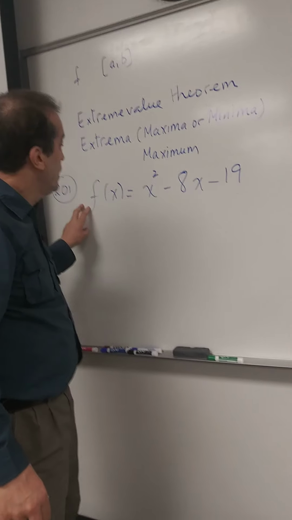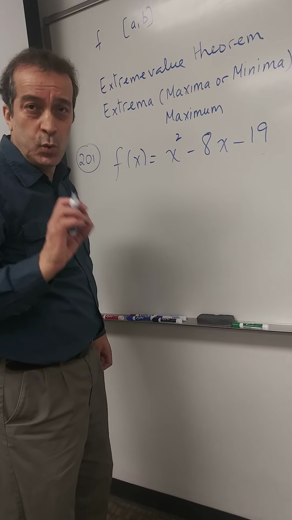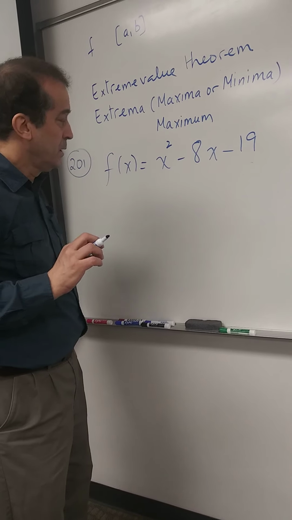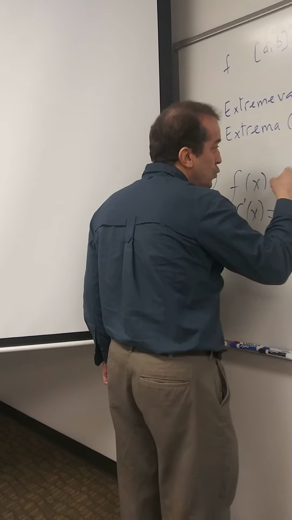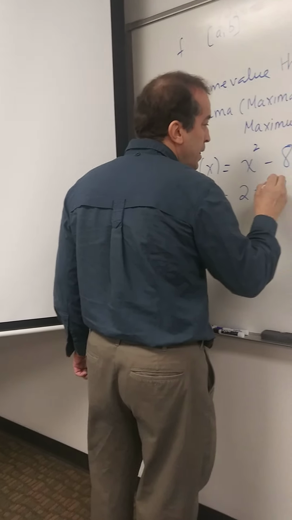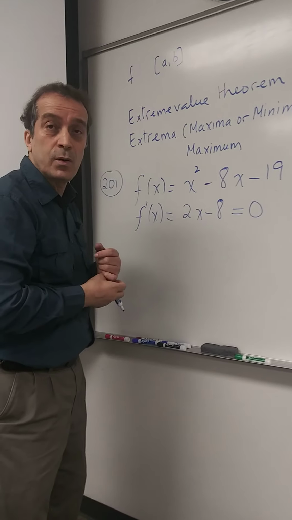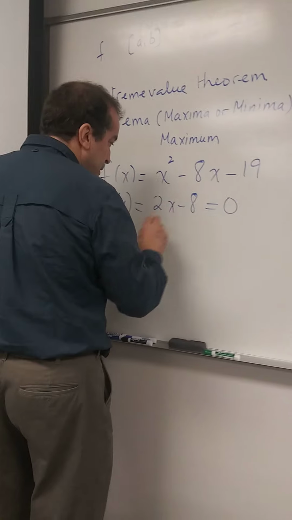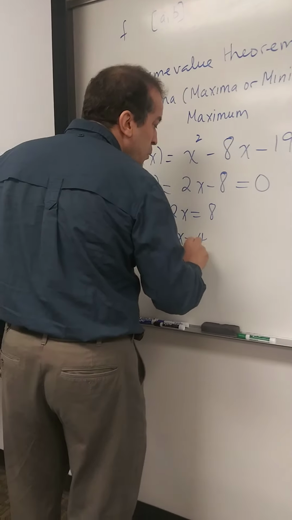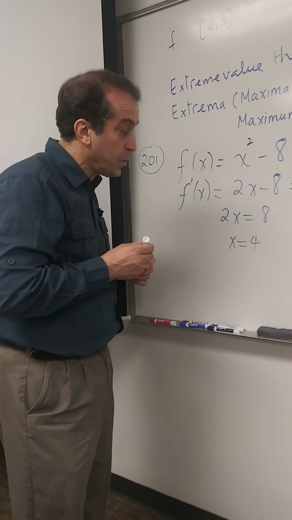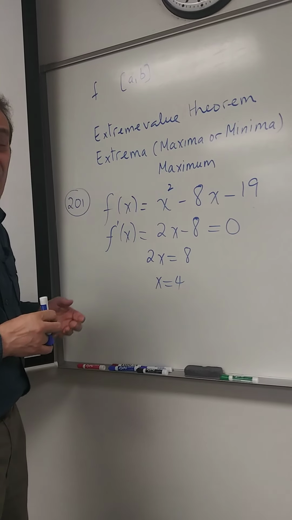Example 201. f(x) = x squared minus 8x minus 19. The first thing we need to do is find the derivative of this function. The derivative f prime of x is 2x minus 8. Then set it equal to 0 because we're looking for a critical number. When you set this equal to 0, you end up with 2x equals 8, x equals 4. So x equals 4 is a special point. We need to figure out what kind of special point it is. It could be a minimum, it could be a maximum, it could be neither.